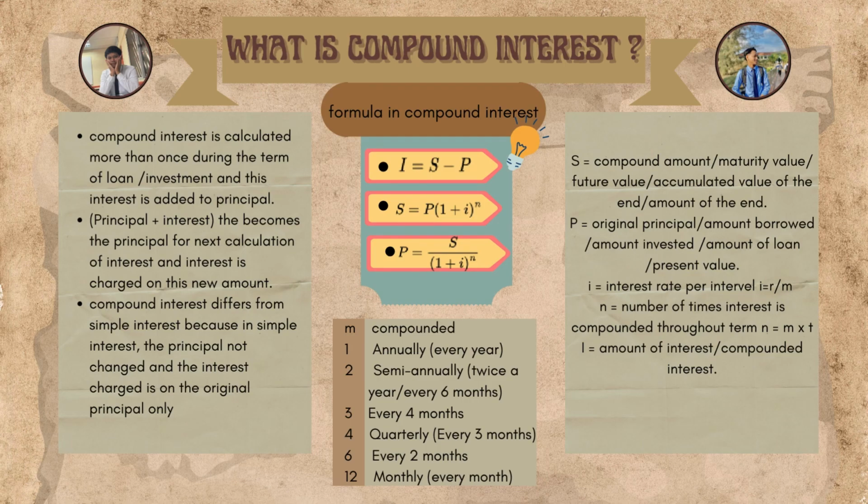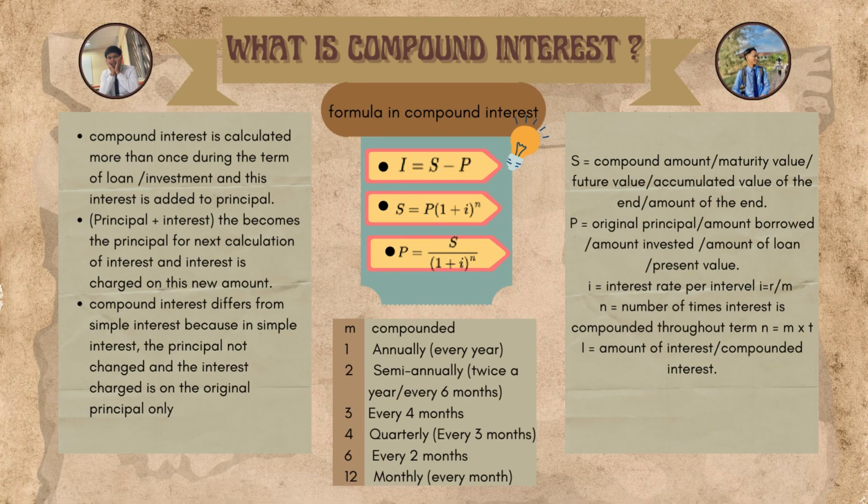Next, S equals compound amount, maturity value, future value, accumulated value of the n, and amount of the n. P equals original principal, amount borrowed, amount invested, amount of loan, and present value. i equals interest rate per interval. i equals r over m.